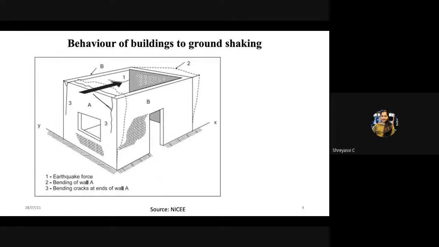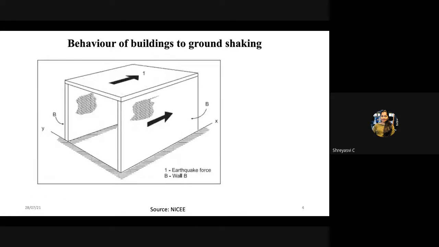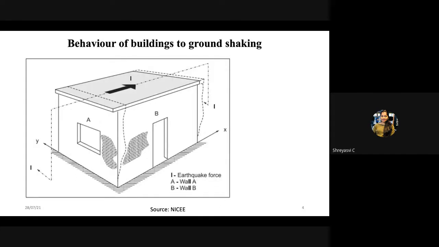So considering the same case, this is a building unit wherein we are applying a load in this direction. So for walls 2 and 3, the load is acting perpendicular. But as far as wall 1 and wall 4, they are in the direction of the wall. So these are the walls that we call shear walls. They are the ones that are going to resist the lateral load. We will see more of this in the coming slides.